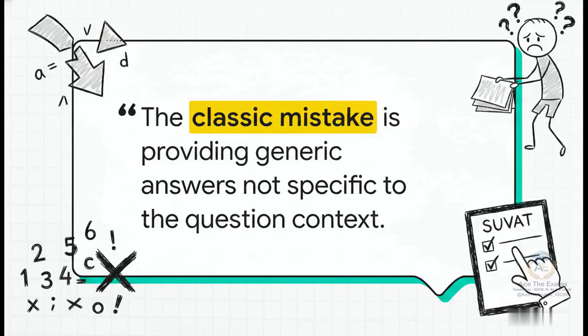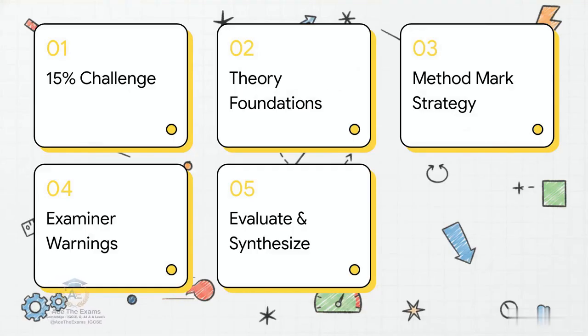The examiners are practically begging students to stop bleeding easy marks. Alex and Sam do the math right, technically, but they completely ignore the reality of this scenario. They just write floating numbers on a page instead of answering the actual physical question being asked. We are going to fix that today. So, to ensure you don't fall into the same traps as Alex and Sam, here is our tactical game plan. We have 5 clear steps. First, the 15% challenge. Second, SUVAT theoretical foundations. Third, the method mark strategy. Fourth, top 3 examiner warnings. And finally, evaluate and synthesize.